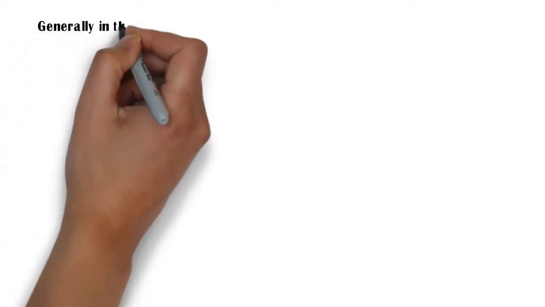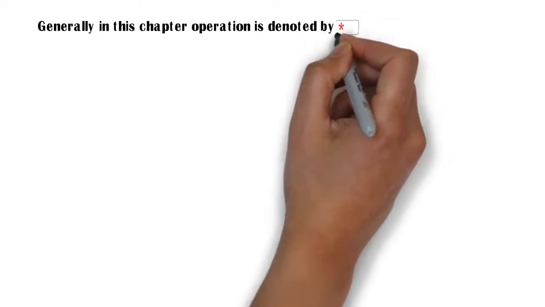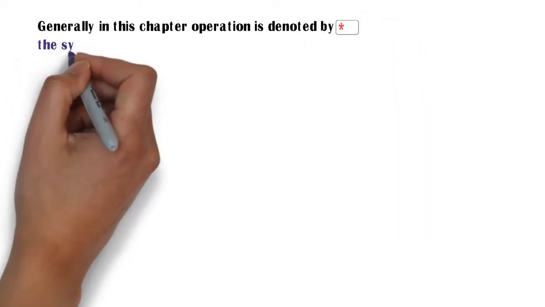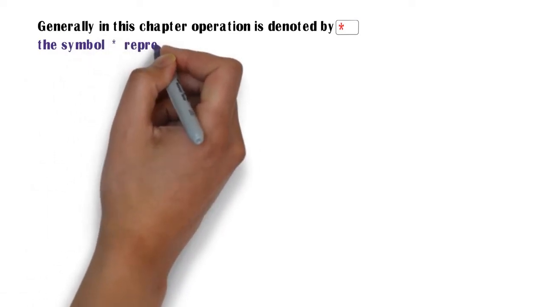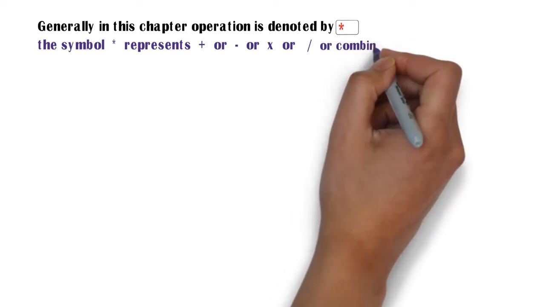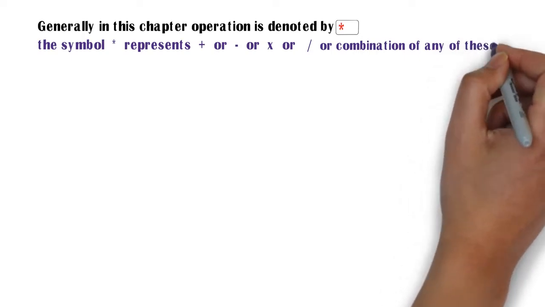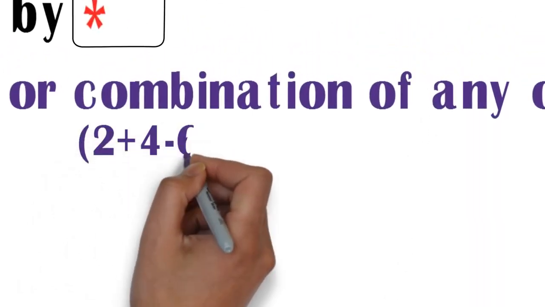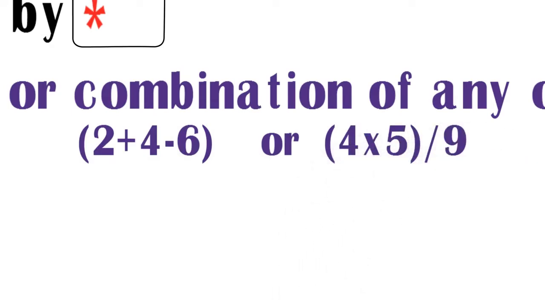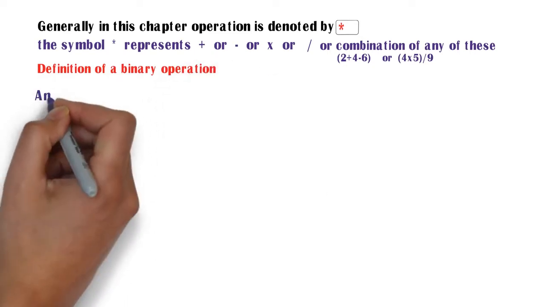In this chapter, the operation is denoted by the symbol star. Wherever you see this star symbol, it represents addition or subtraction or multiplication or division or a combination of these operations. You will come to know later what this combination of operations is. Now we will see the definition of binary operation.